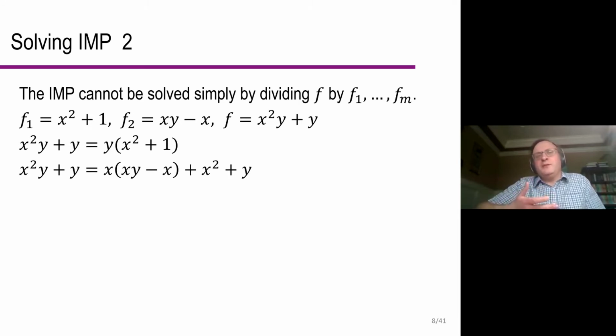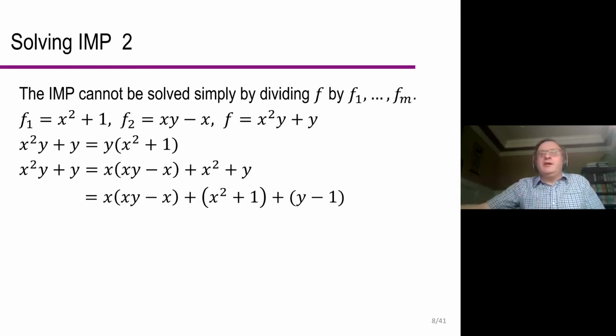I divide by xy minus x, the remainder would be x squared plus y, right? Then x squared plus y can be divided by x squared plus 1, of course. And the remainder here would be y minus 1, and so I don't really know, right? If I divide by those polynomials in a different order, say by f1 first, I get something very conclusive. If I divide by f2 first, I am getting something that I don't really like.